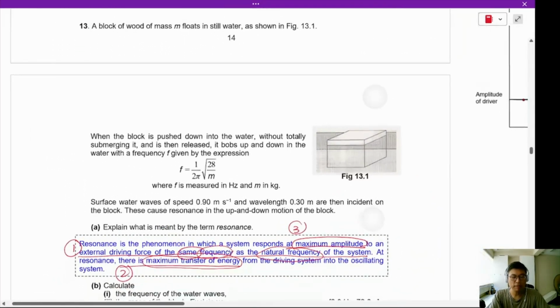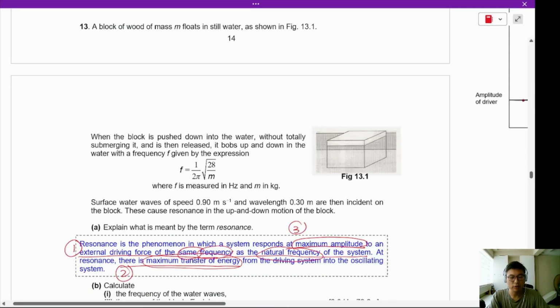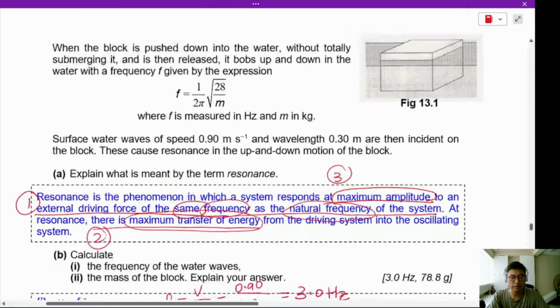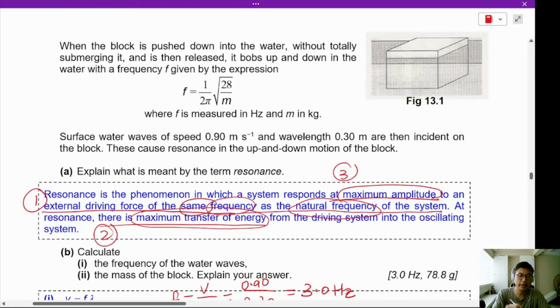Now let's take a look at question 13. A block of wood of mass m floats in water, and the frequency is given by 1 over 2 pi square root of some constant over m. So the only variable that it depends on is m.